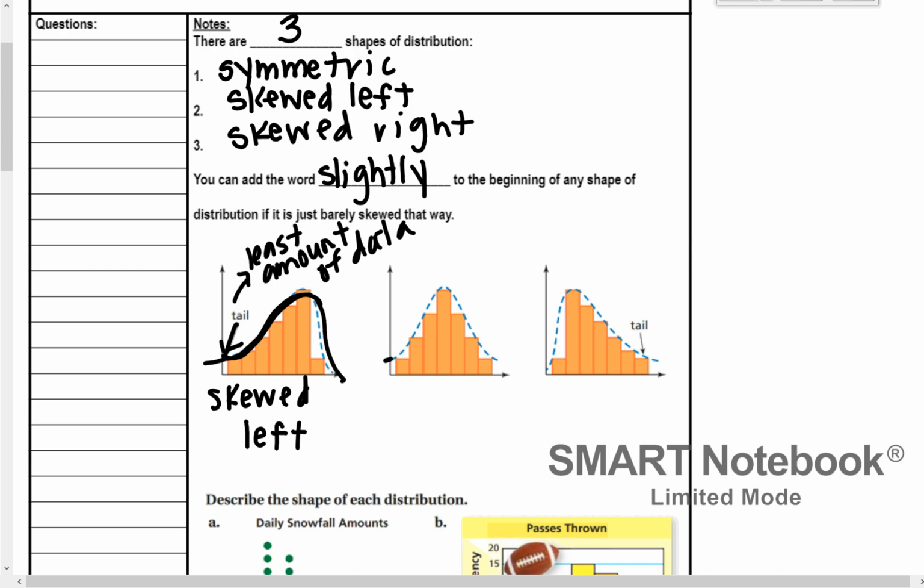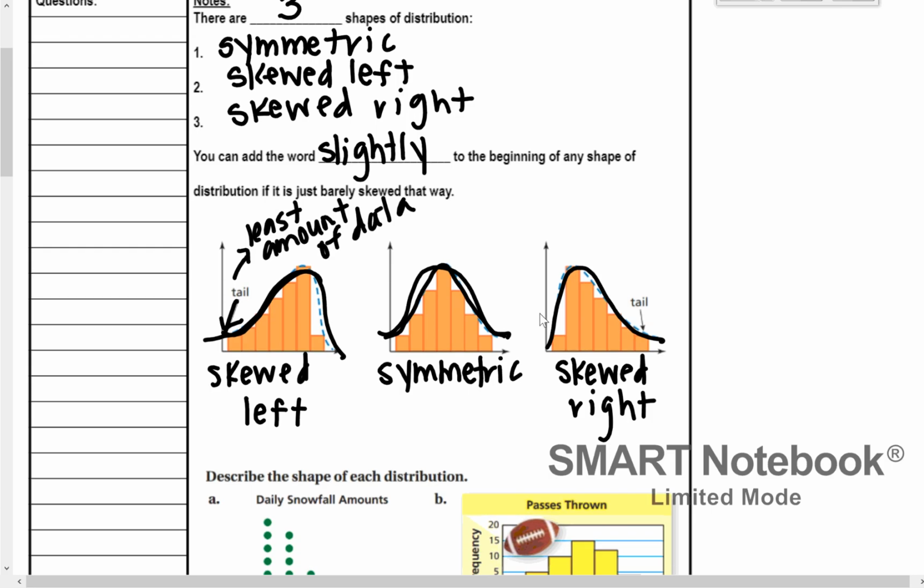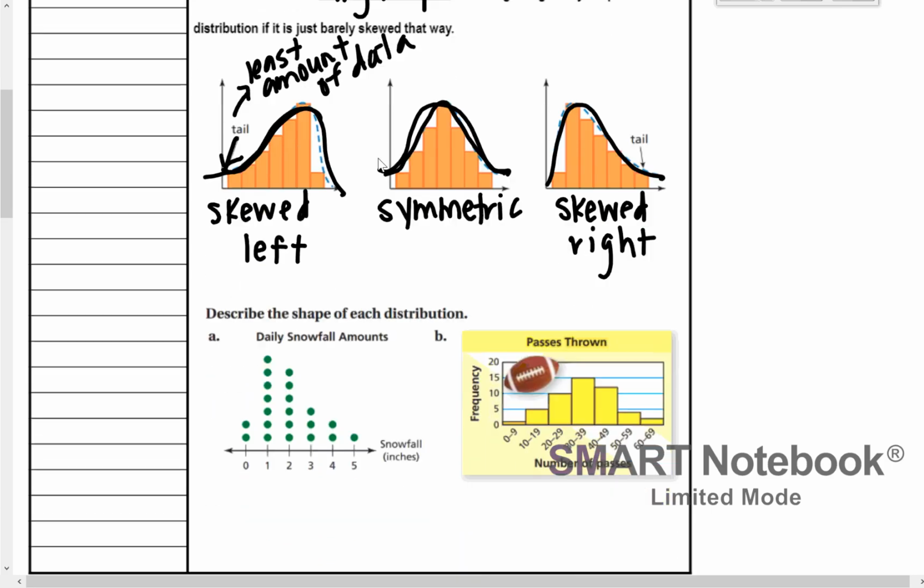Okay, a graph where all of the data is pretty much the same on this side and this side we call symmetric. Okay, it basically makes that nice little bell shape. And then when the tail is on the right, the least amount of data is over here on the right, we call that skewed right. Skewed is what I was going to write. So it's skewed right. All right, so let's do some examples.